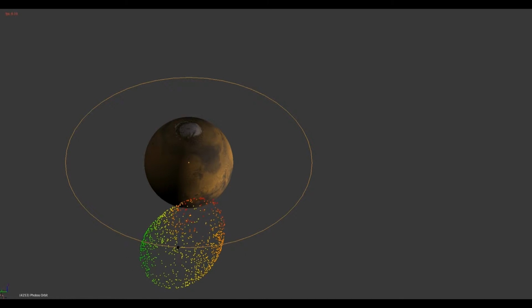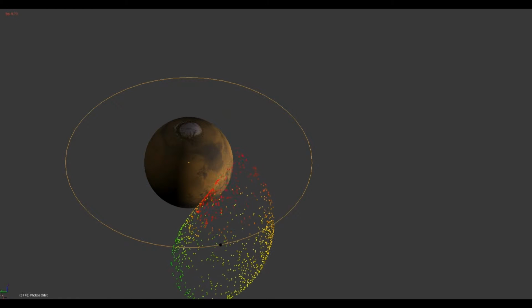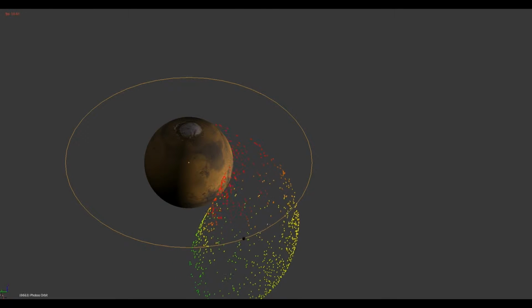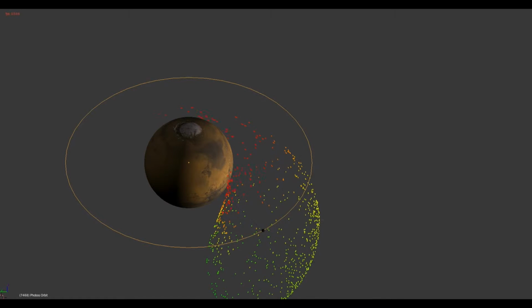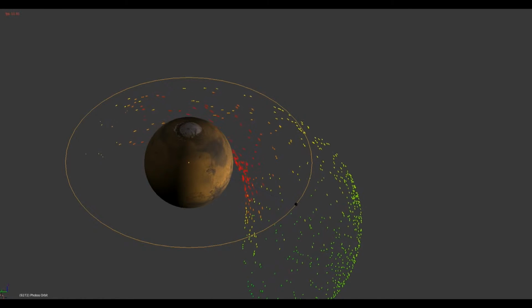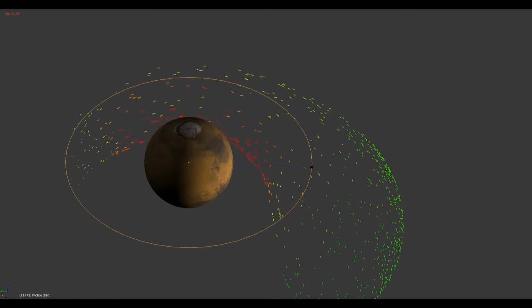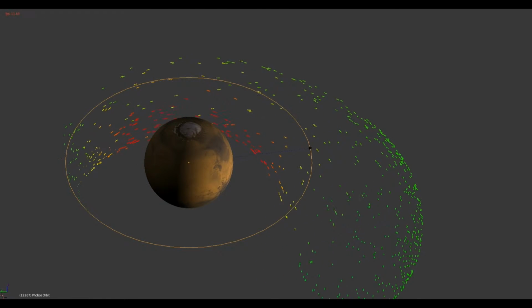Ejecta that's launched from the leading hemisphere of Phobos tends to be inserted into higher orbits. In this video, the velocities that are green tend to be slower velocity, and the direction of red tend to be higher velocity.